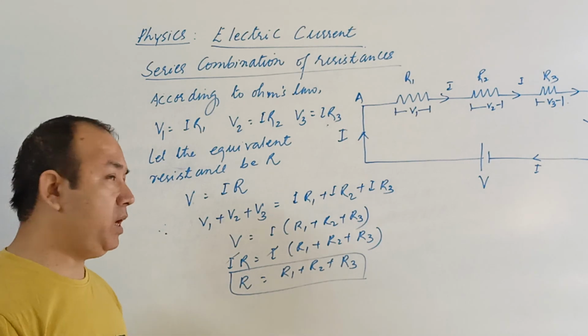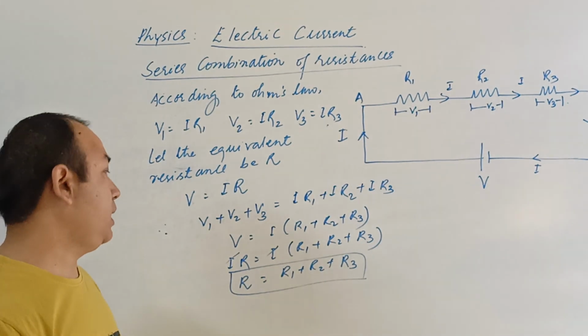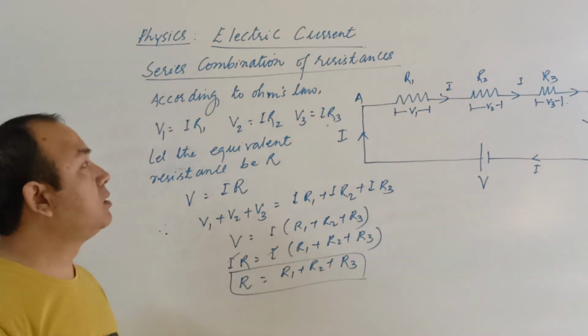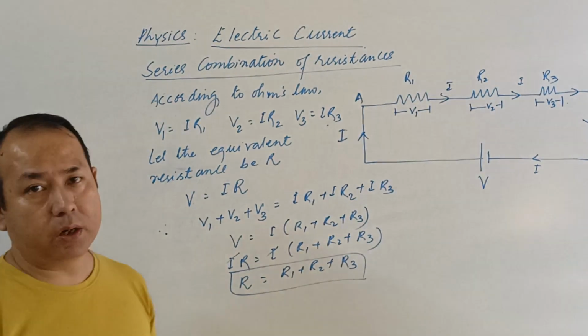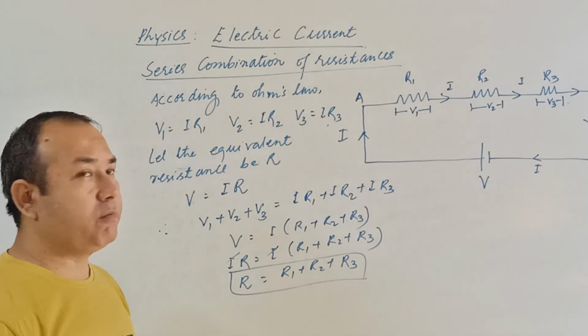So what we observe from here is that the total resistance or the equivalent resistance of series combination is the sum of the resistances of each of the resistors. Okay, so this is what we understand from here.